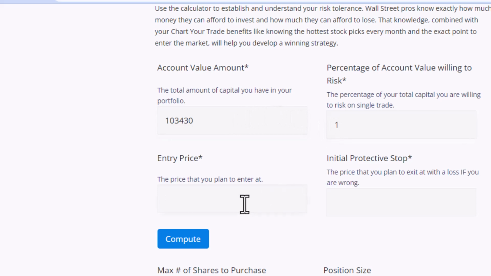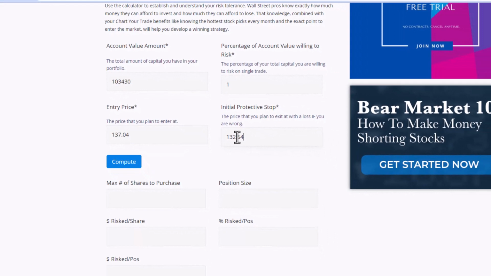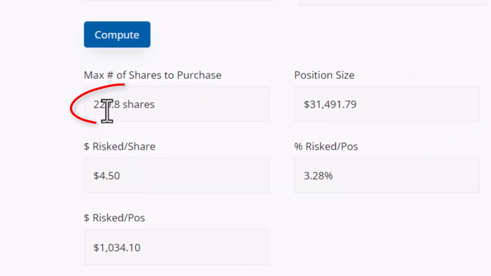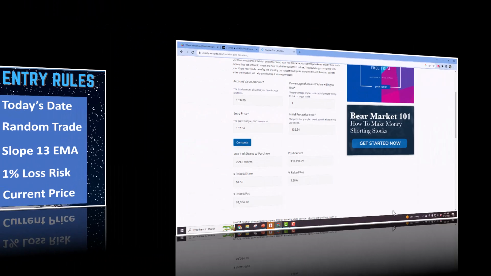Our entry price was 137.04. And our initial protective stop was at 132.54, 2 ATR below. Compute. 229 shares, so we'll round that up. 230 shares is going to be the position size.